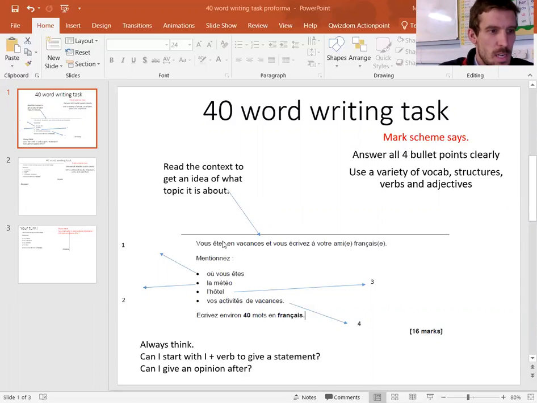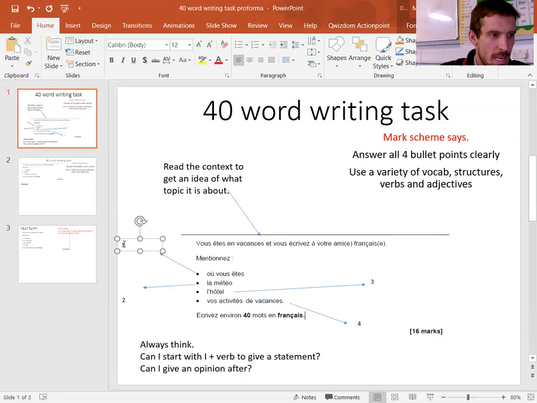Right, so that's the task. We know it's a holidays task. We know in our head that this is a simple task, and we just have to answer the 4 bullet points. So next thing you must do is work out what each bullet point is asking of you. Okay, so first bullet point is a tricky one. Où vous êtes? Tricky bullet point. We know this question où, which means where. So presumably this is going to be somewhere. So where are you on holiday? So basically I have to say something like that. Okay, so for example, I don't know, I am on holiday in France, potentially.